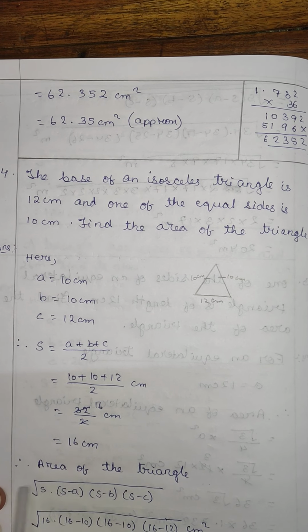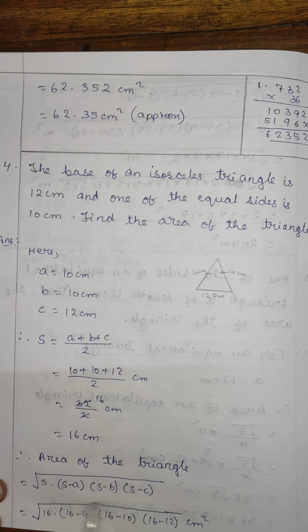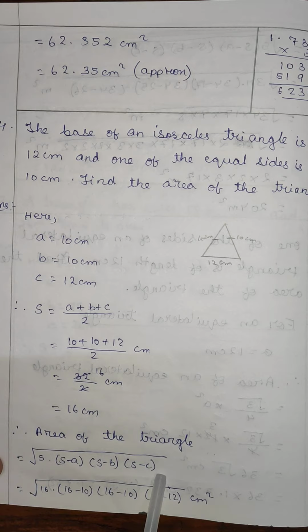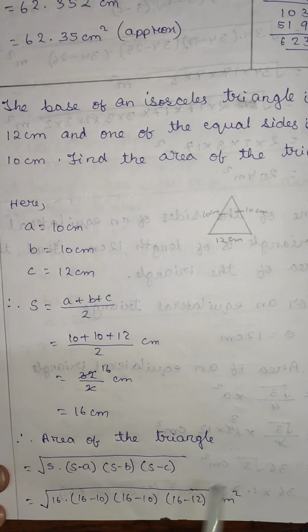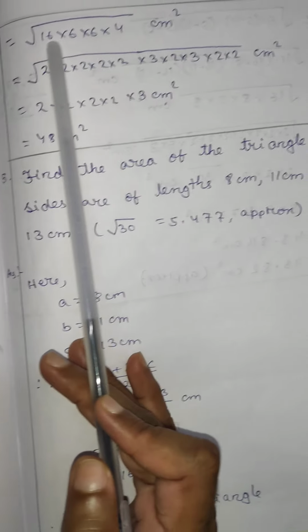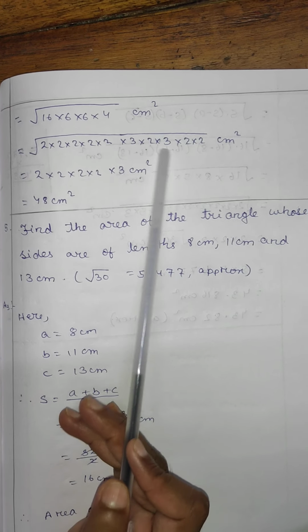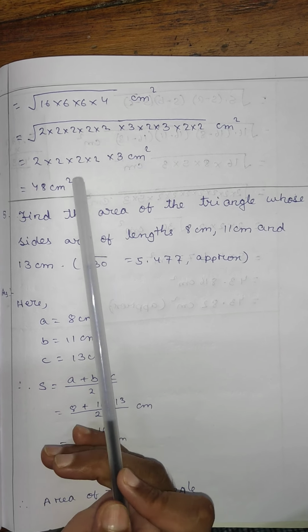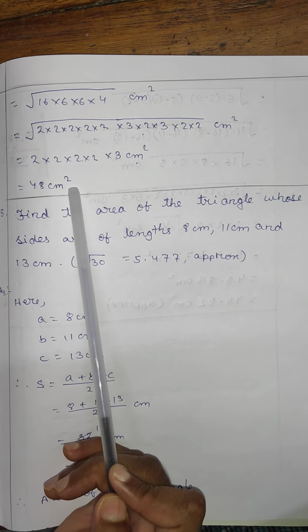Then area of the triangle, same way with the help of Hero's formula. Root over s into s minus a, s minus b, s minus c. All the values you can put. Then you can subtract. Result is coming like this. Then all the factors. Inside the root double, outside single. It is coming 48 centimeter square.